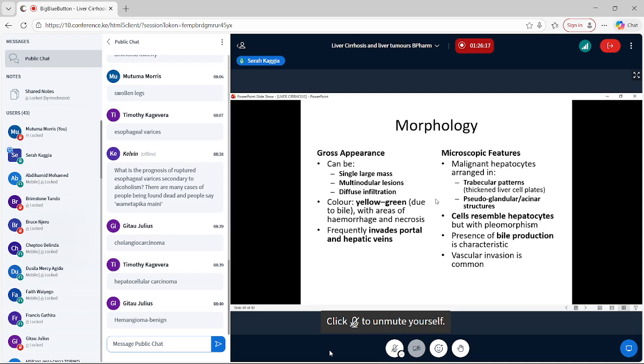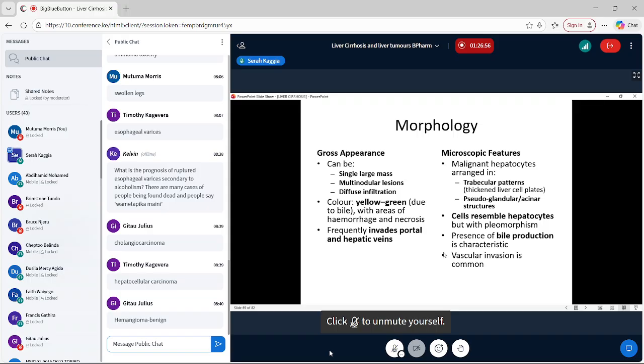Microscopically, you will see your hepatocytes have abnormal, malignant features. So many times, on the big picture, instead of having the nice cords, the nice lines that we were seeing, which were just two cells thick, now they become like six cells thick. That's what we call the trabecular pattern. Then you may also have glandular forms, forming acini, pseudoglandular structures. Then the cells resemble hepatocytes, but they have pleomorphism, different shapes and sizes. It could just be mild, but you can see it.